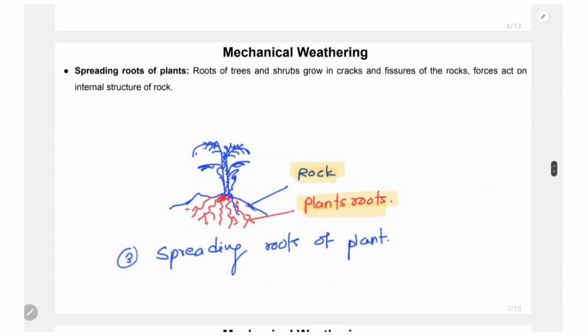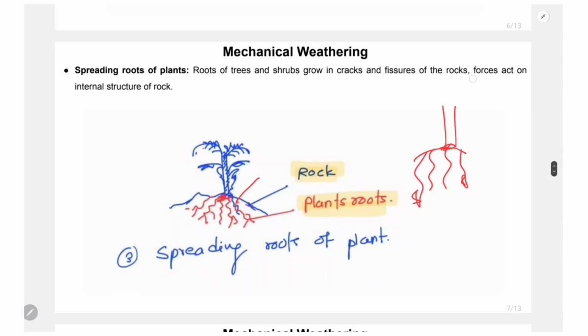Then, spreading roots of plants. Normally, as the root grows on some rock portion, its roots try to penetrate into the rock. With this penetration, some force acts on the internal structure of the rock, and due to this the disintegration or breaking of the rock mass happens. This comes under the spreading roots of plants.